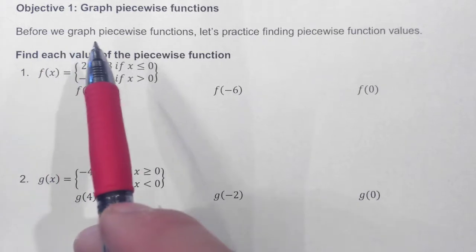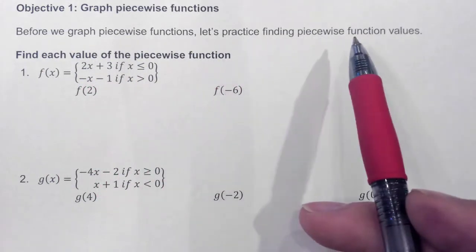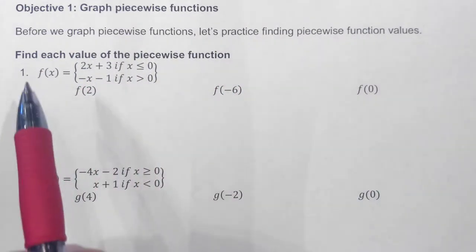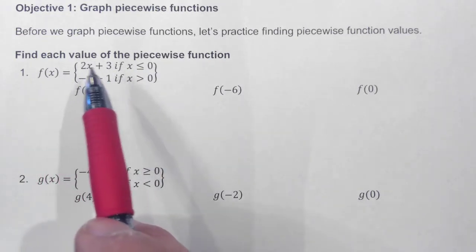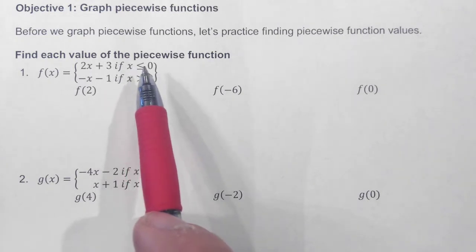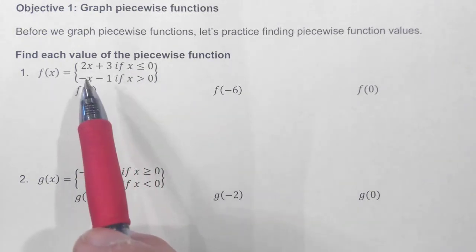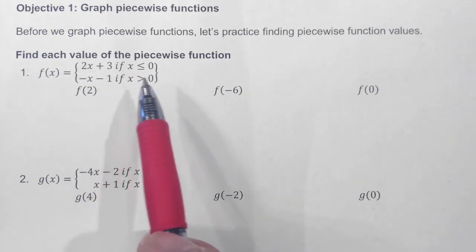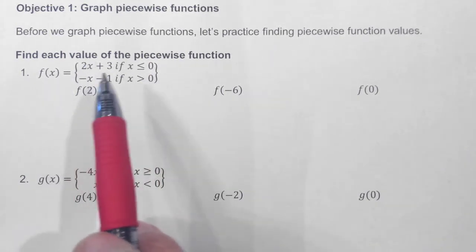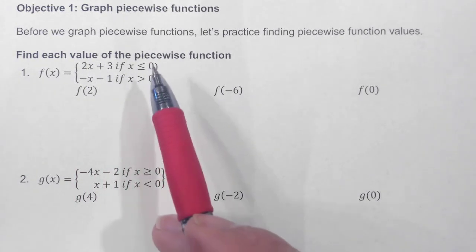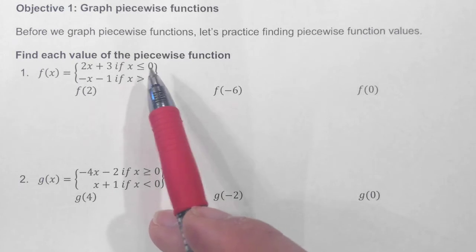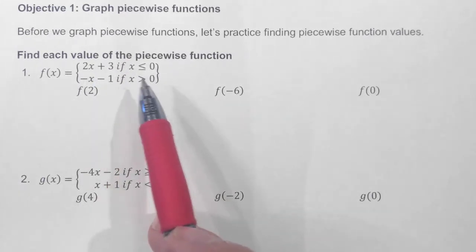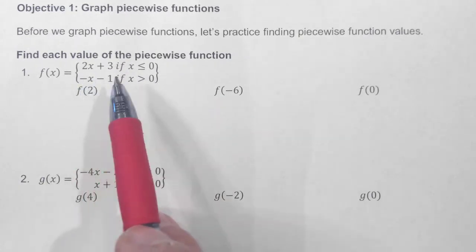But before we graph, let's practice finding values of piecewise functions. So here's what a piecewise function looks like. It says, here's the function. It's 2x plus 3 if x is less than or equal to 0, and it's negative x minus 1 if x is greater than 0. So you see we've got multiple functions and pieces of those. And you'll notice x never overlaps with itself. So if x is less than or equal to 0, we use this function. If the value is bigger than 0, we use that function.